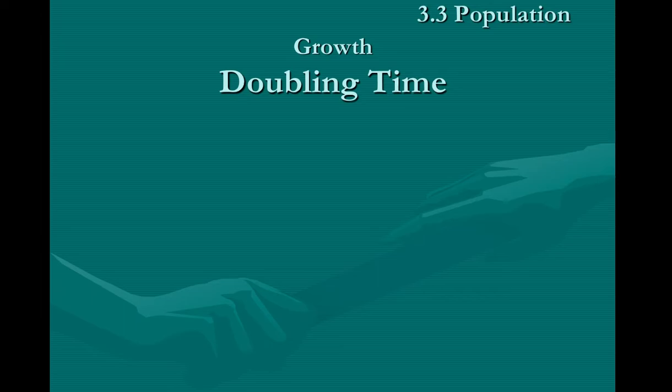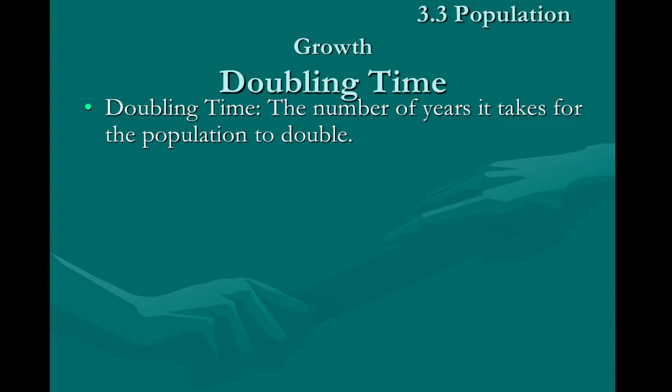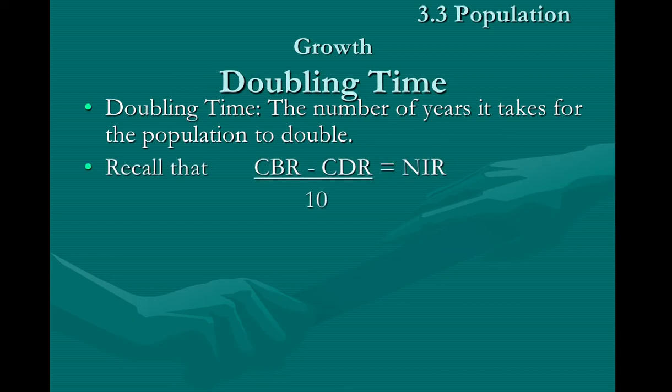Lastly, before we finish this section, let's talk about growth and doubling time. So doubling time is the number of years, pretty obvious, the number of years it takes for the population to double. Now you might want to know, well, why would we care? Well, we definitely want to make sure that we can make provisions for our populations. If we know that our population is going to be doubling in the next 10 years, we want to make sure that we are providing for the people we have and making provisions for the people that we are going to have. Recall that you take CBR minus CDR, divide by 10, and that's going to give you your NIR.